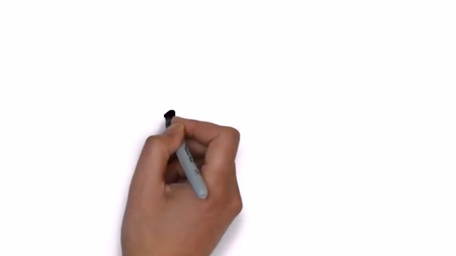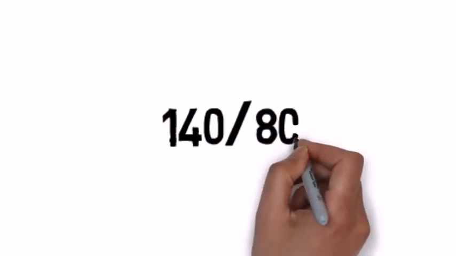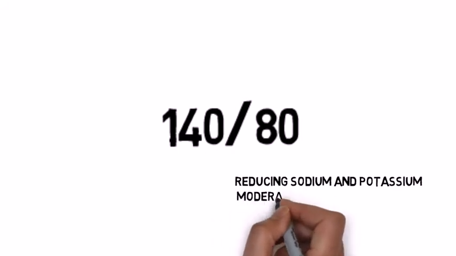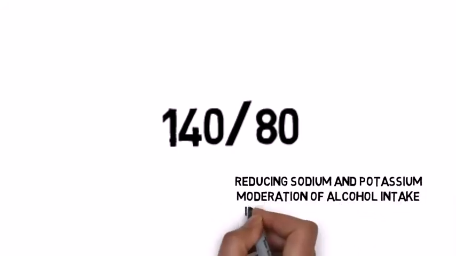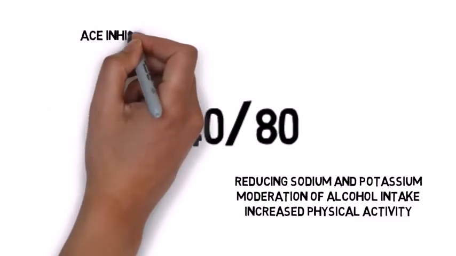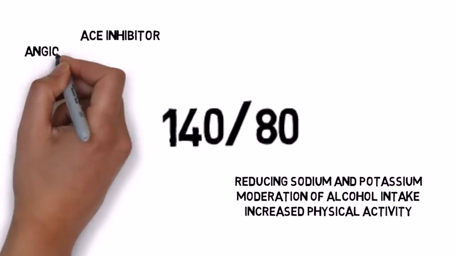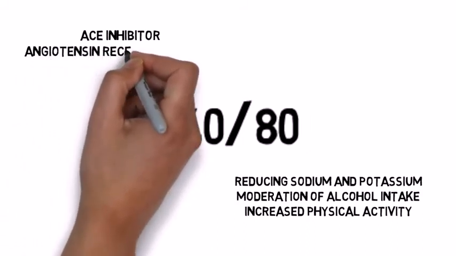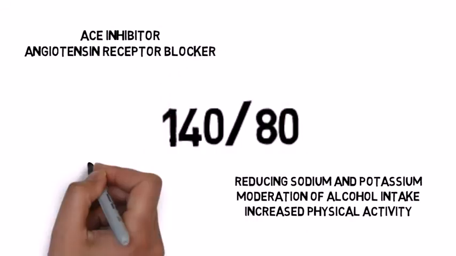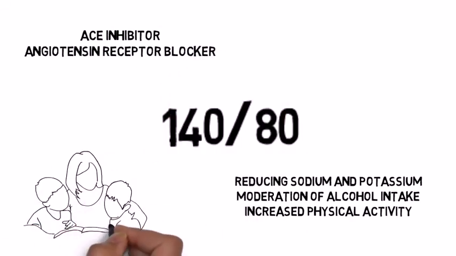Let's talk blood pressure. People with both diabetes and high blood pressure have a target blood pressure of 140/80. Lower targets may be appropriate for specific individuals. Lifestyle therapy for blood pressure includes reducing sodium and potassium, moderation of alcohol intake, and increased physical activity. Medication therapy should include an ACE inhibitor or angiotensin receptor blocker. GFR and potassium should be monitored with these drugs. It is recommended to administer one or more blood pressure medications at bedtime.